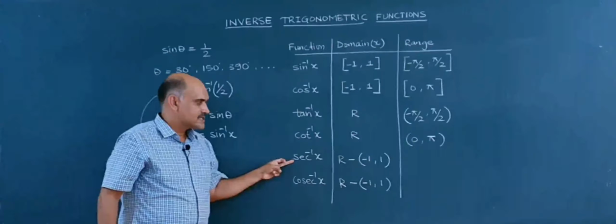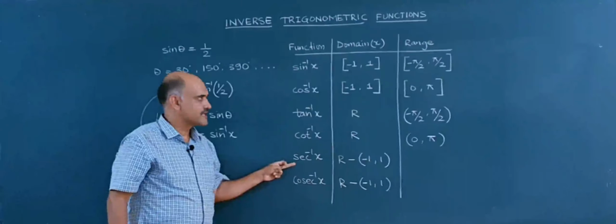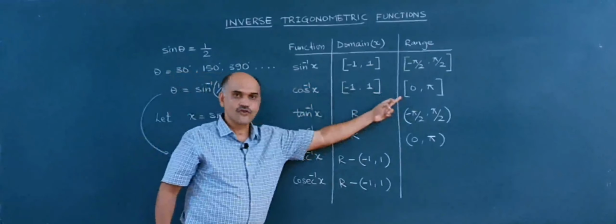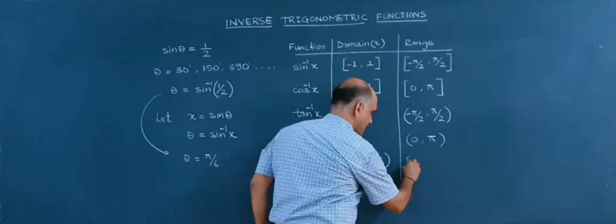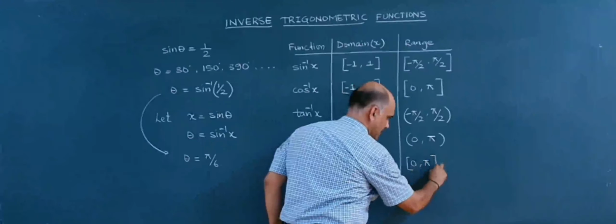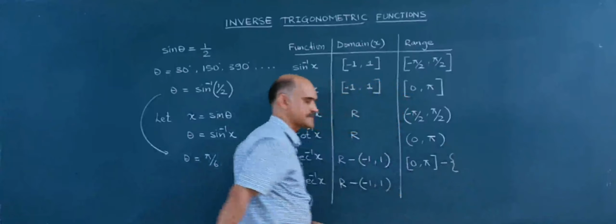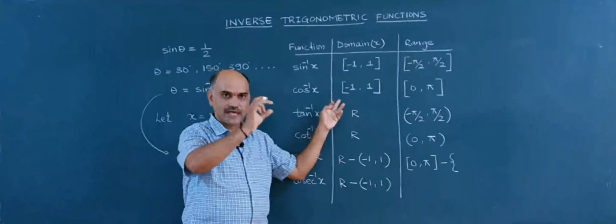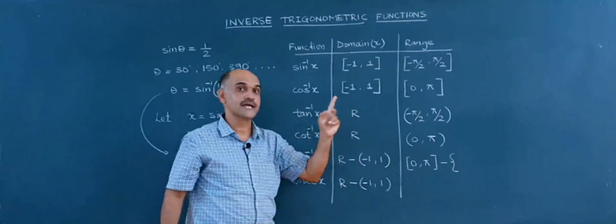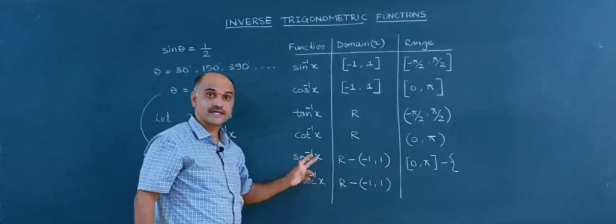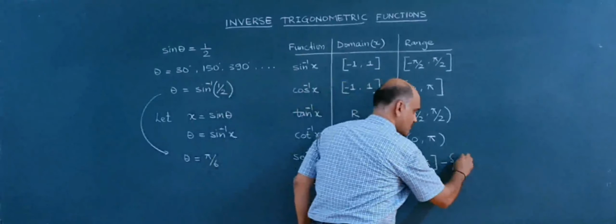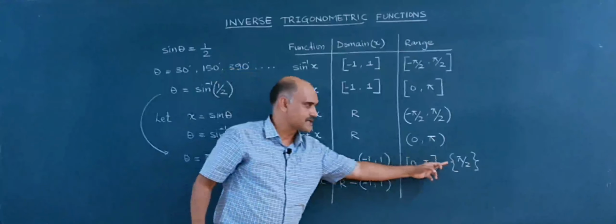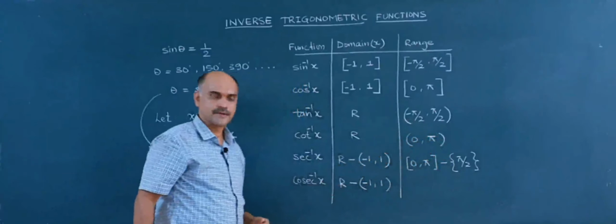Now if I take secant inverse, secant is a reciprocal of cos, so you will have the same as that of cos. So from 0 to pi, minus, you should remember this. When will be the value of cos 0? When the angle is 90 degree. Cos 90 is 0. So secant inverse will never be equal to this, so minus pi by 2. So you are required to subtract this value, that is pi by 2.